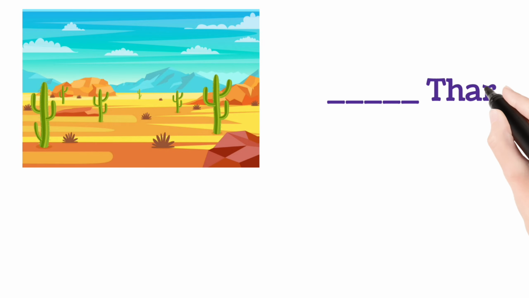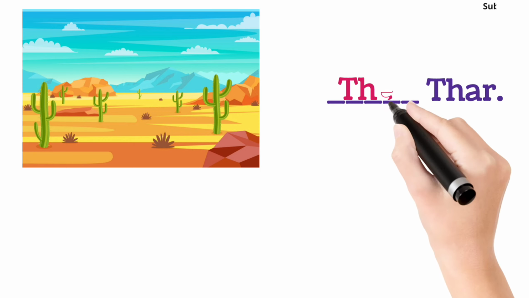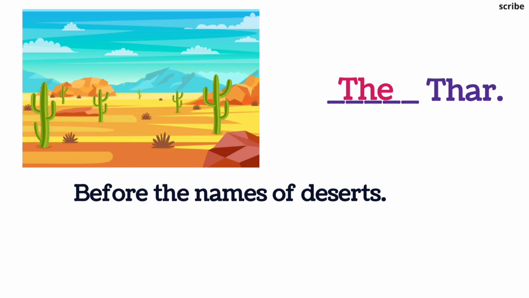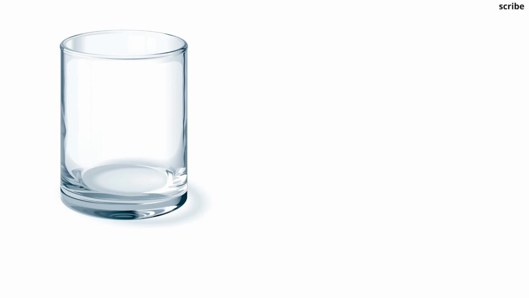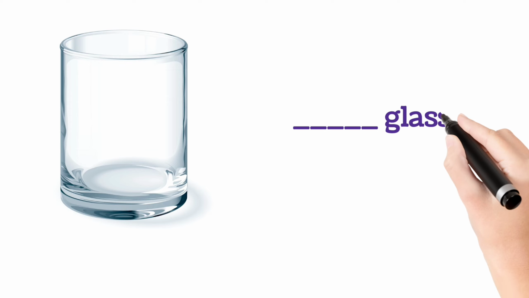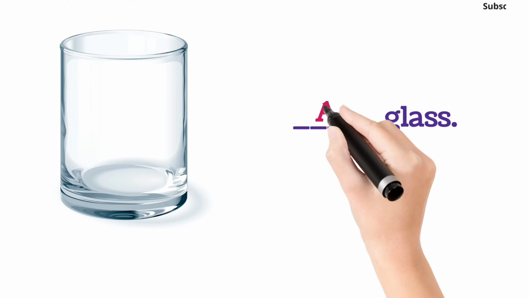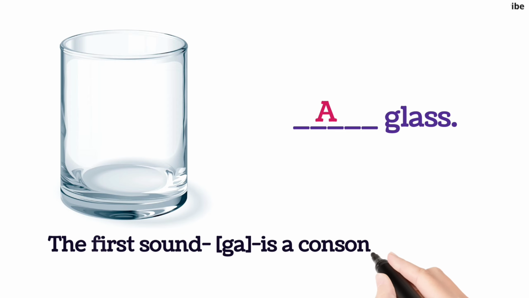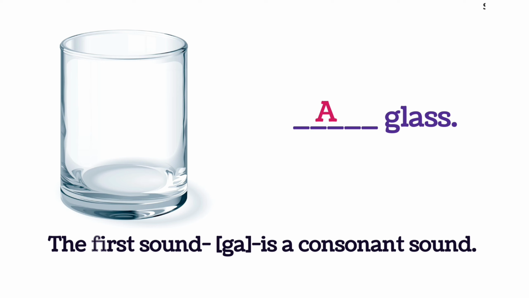Dash Thar. The Thar. Before the names of deserts, we use the, so the Thar. Dash glass. A glass. The first sound g of glass is a consonant sound, so a glass.